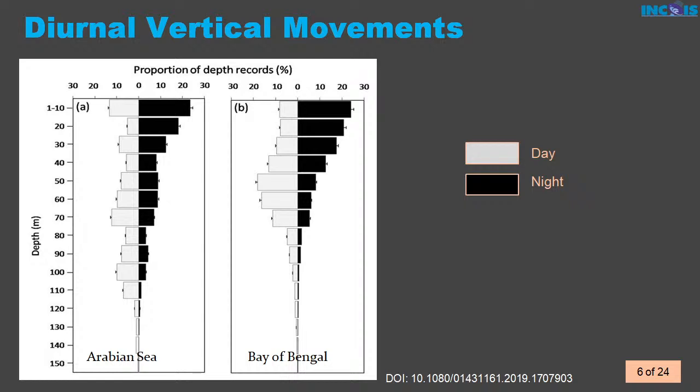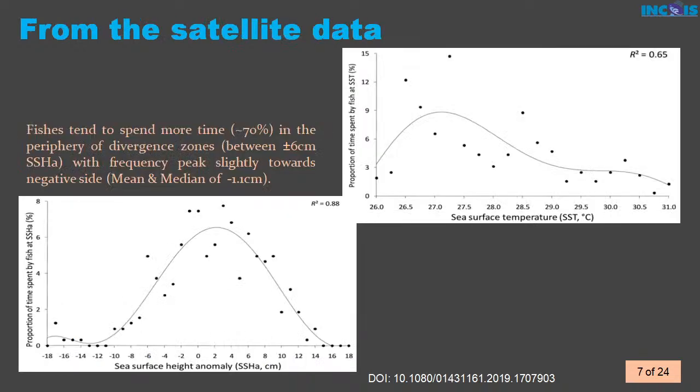In the Bay of Bengal, there is a slightly more prominent zone of 50 to 70 meters for swimming during daytime. During nighttime, it becomes significantly shallower. For the Arabian Sea, nighttime is significant, but during daytime the distribution is again broad, so there is no single peak. So this is what we understand after tagging.